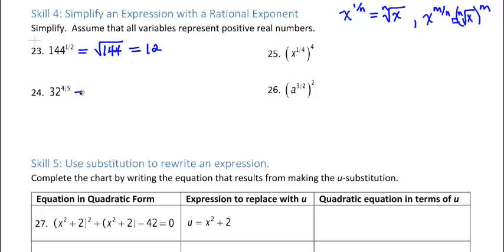32 to the 4/5 is the 5th root of 32 raised to the 4th. And so the 5th root of 32 is 2, and 2 to the 4th is 16.